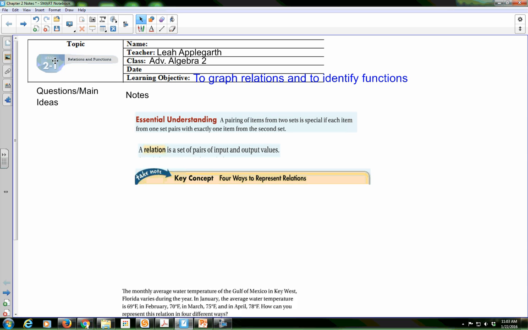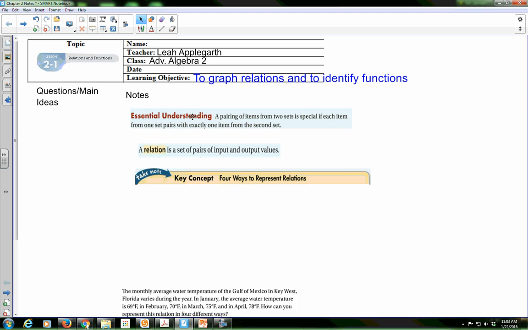We are tackling today lesson 2-1, which is relations and functions. Our learning objective is to graph relations and to identify functions. So my students, make sure you have this header filled out. We're going to fill in the notes section today. At any time, you can fill in this left-hand margin column with the questions and the main ideas. All right, just so that you guys know, no need to write this down.